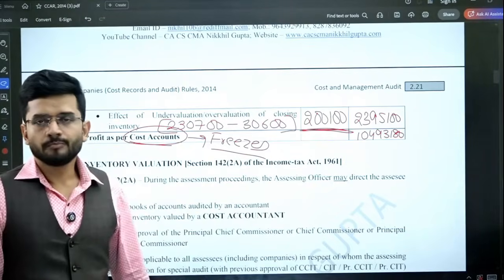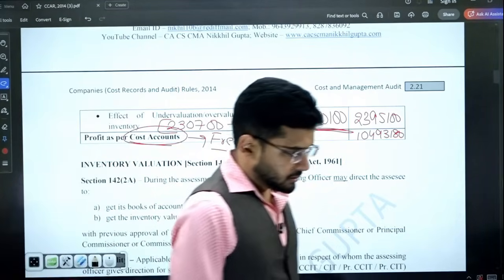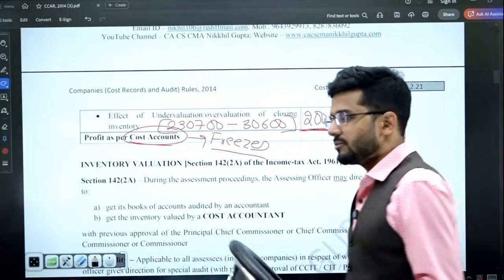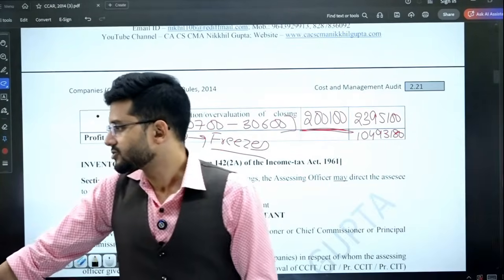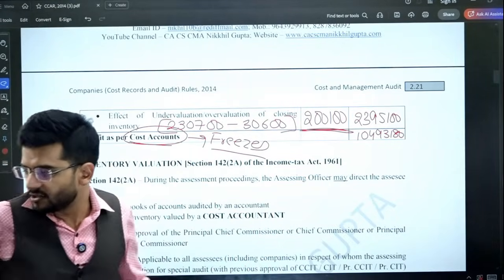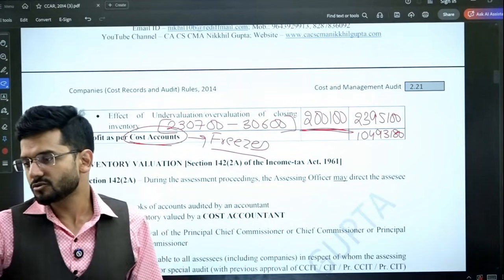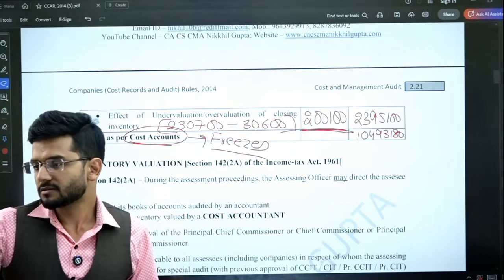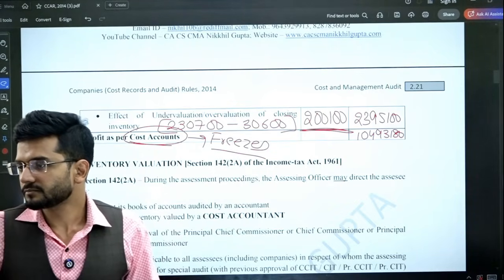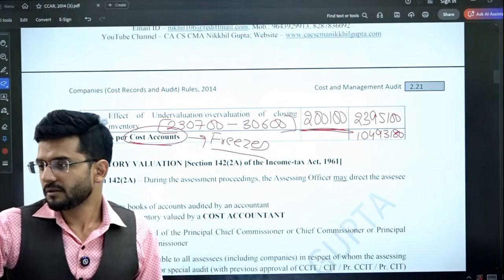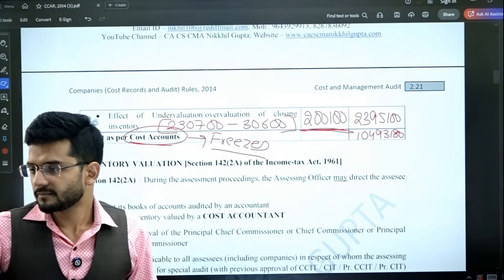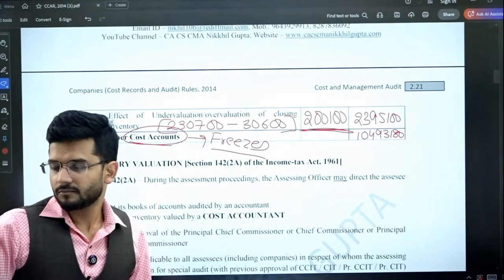You can write the conclusion also. As per the reconciliation statement, the cost accounting records profit is computed as rupees 10493180. You can write the ultimate conclusion also. Yes, very good. Perfect. Very good answer.